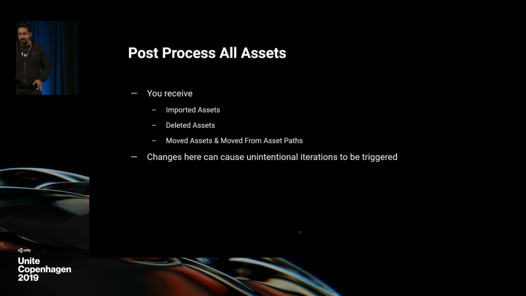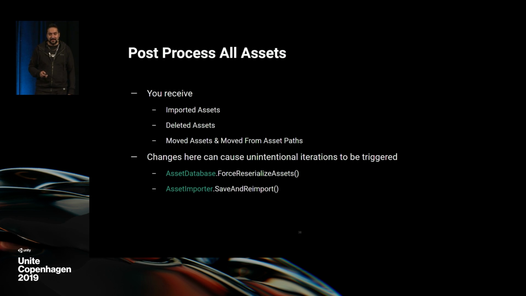It's here, but also usually in any scripted callback, that unintentional iterations can be triggered. For example, if inside OnPostprocessAllAssets you call AssetDatabase.ForceReserializeAssets, that's going to trigger an infinite import cycle, unless you have a check that says, is this the thing that I needed to check for? We have seen this, and also for importers, and that happens quite often.